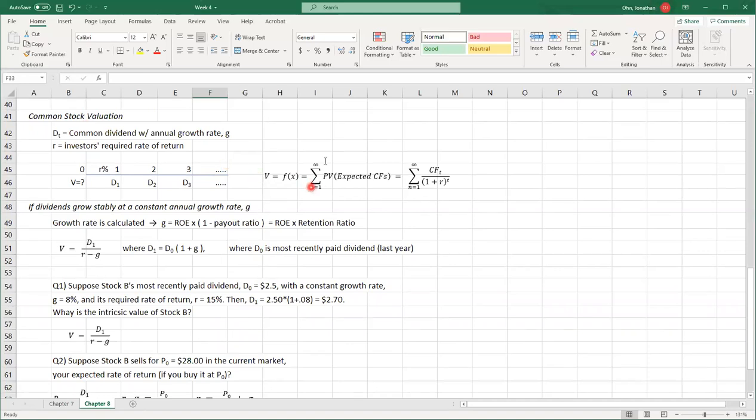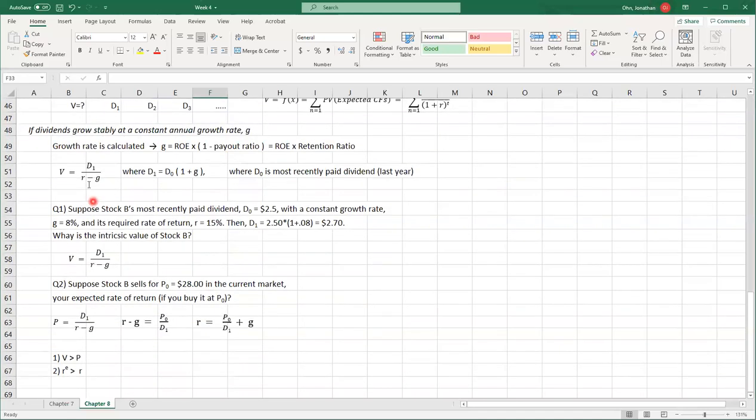common stock is the sum of the present value of all future cash flows. In this case, all future common dividends. Right? So the sum of discounted future dividends. That's the general principle. And in the bond case, it will be the sum of discounted future coupon interest payments, or future cash flows.